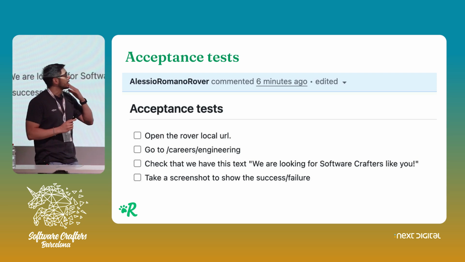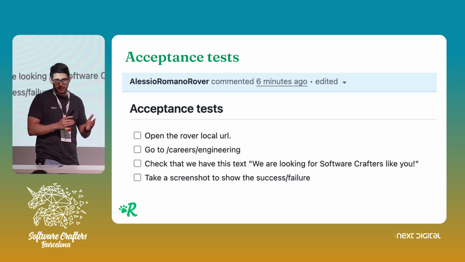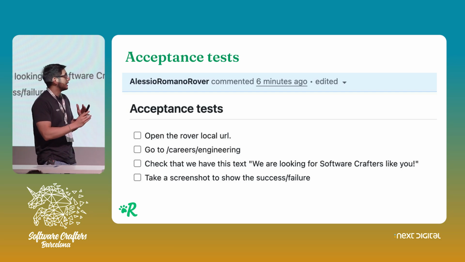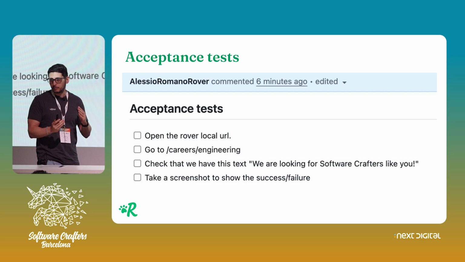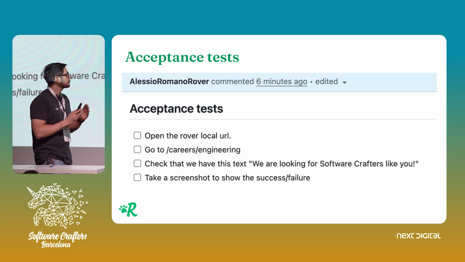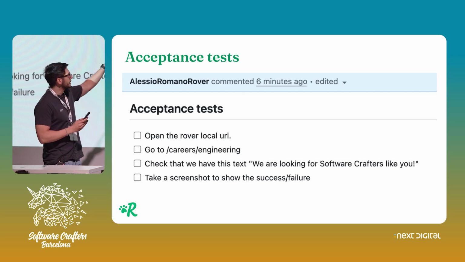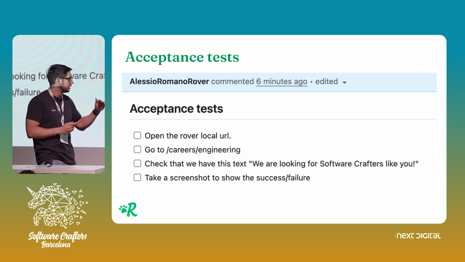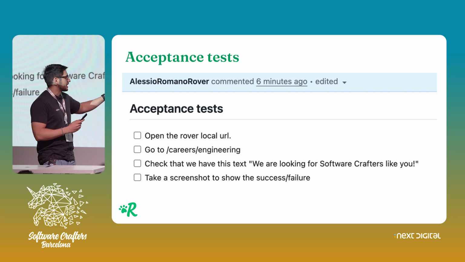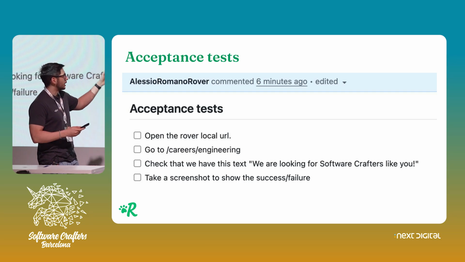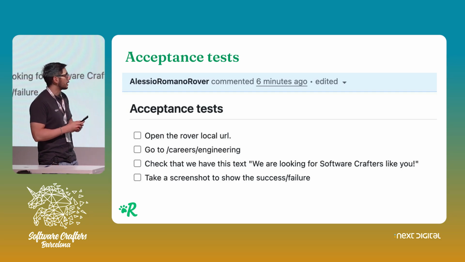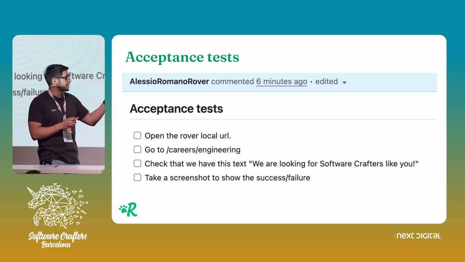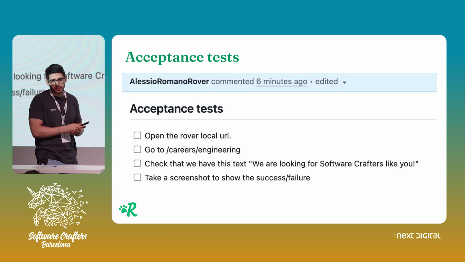What I did, I said, okay, let's connect this Playwright MCP to my assistant. It's connected to Jira, so it has all the context. We now have the GitHub MCP as well, so we can connect it there too. And for my PR, I always write the acceptance test to test my changes and check that everything is fine. So I usually do the same process. And here it's a simple one. Open the local URL of Rover, go to careers engineering, check if we have the text we are looking for, software crafters like you, and take a screenshot.